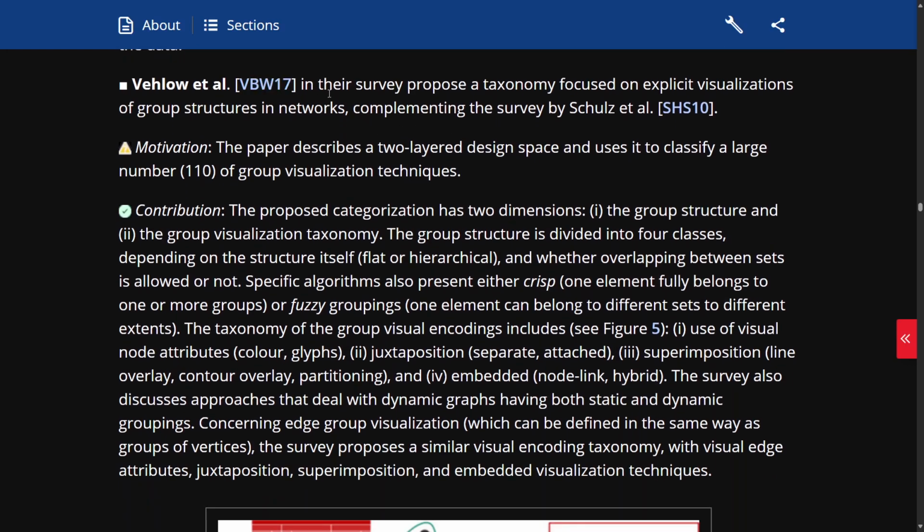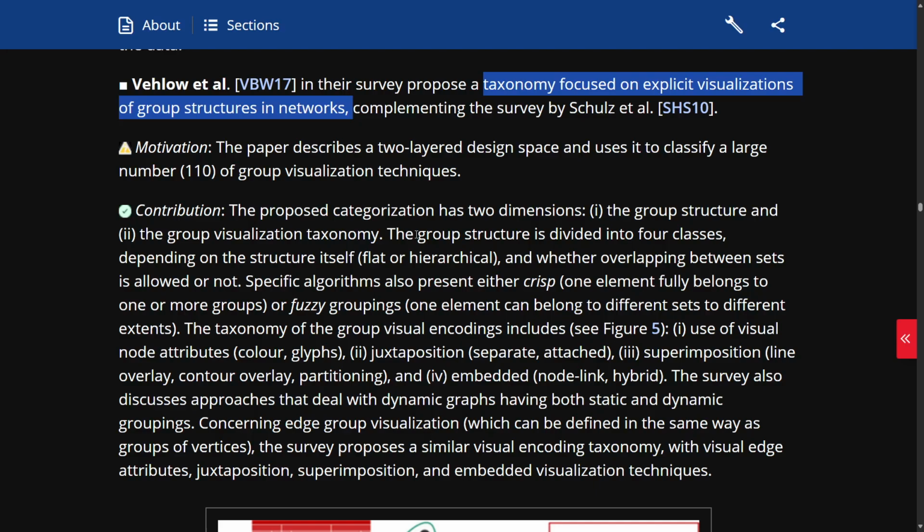Velo et al., in their survey, propose a taxonomy focused on explicit visualizations of group structures in networks, complementing the survey by Schultz et al. Motivation. The paper describes a 2-layer design space and uses it to classify a large number, 110, of group visualization techniques.